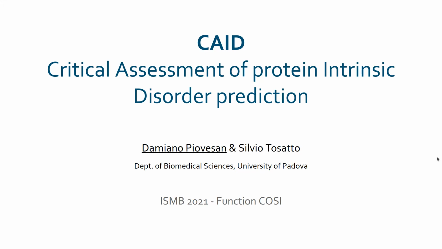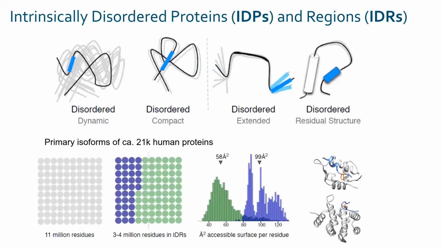I come from the University of Padua, and today we're going to talk about critical assessment of protein intrinsic disorder prediction. So intrinsically disordered proteins and intrinsically disordered regions are those proteins or regions which can exchange structural conformation very rapidly, or which lack a lot of secondary structure elements. This phenomenon is quite abundant in proteomes, in particular for higher organisms. For example, it's estimated that in human, at least 1/3 of the residues are actually intrinsically disordered.